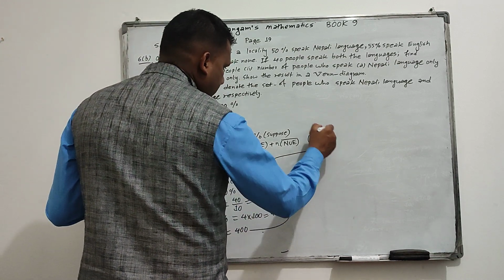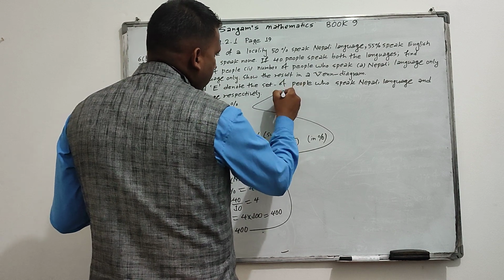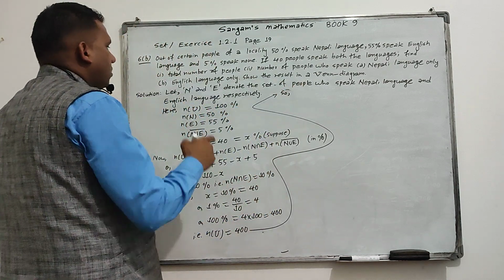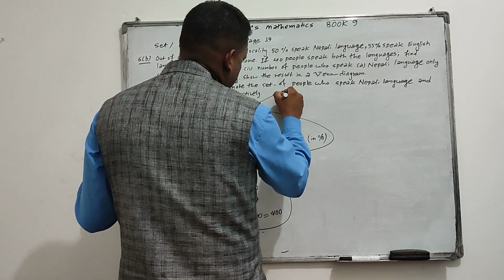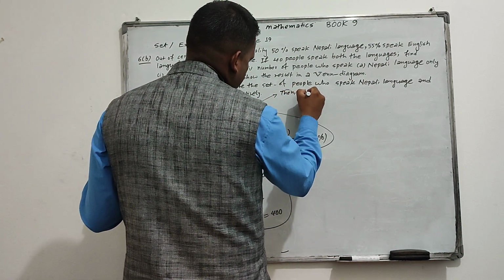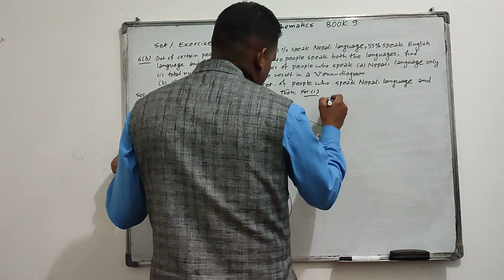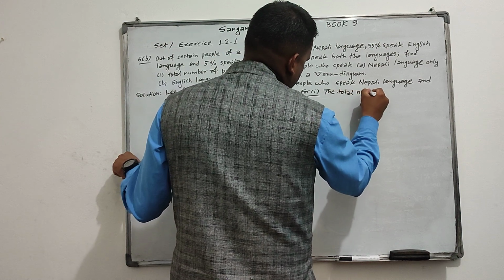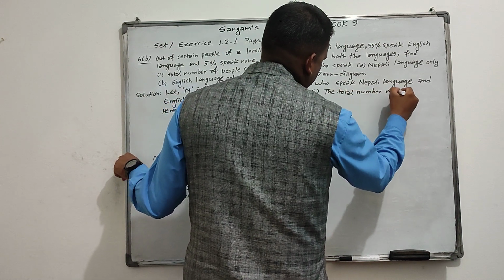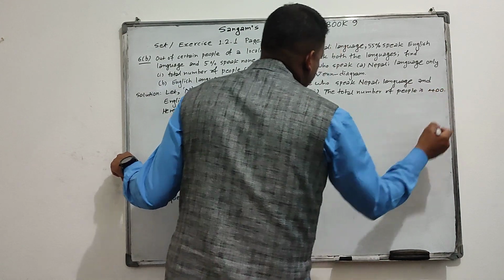Then, first part, total number of people. For 1, the total number of people is 400.